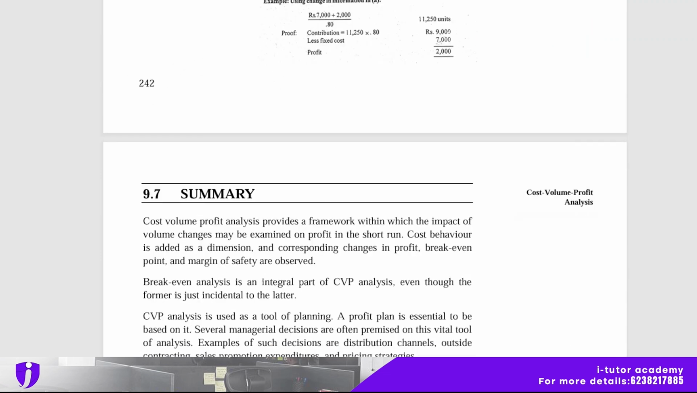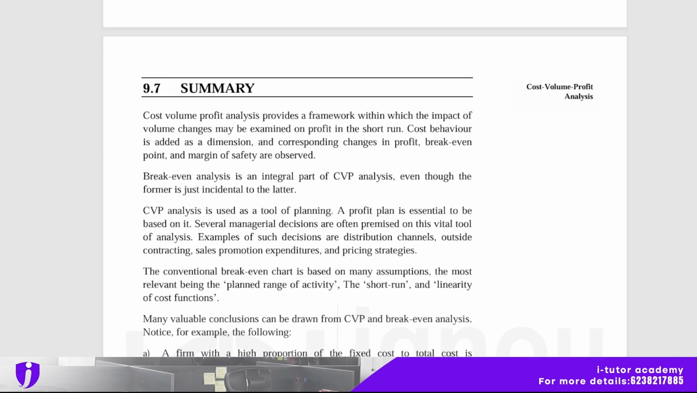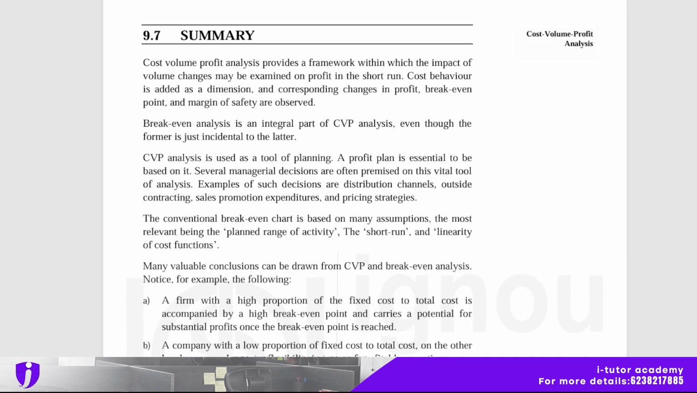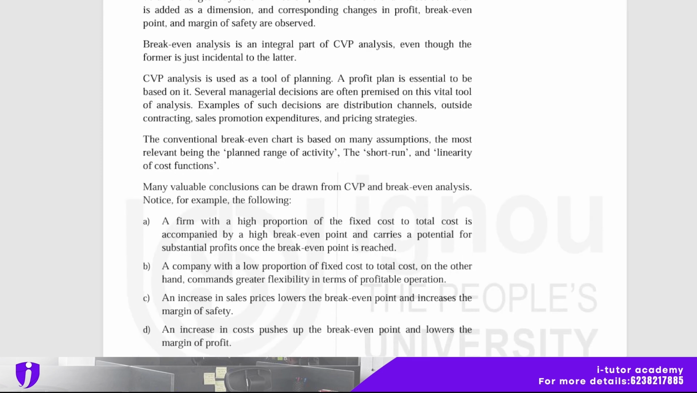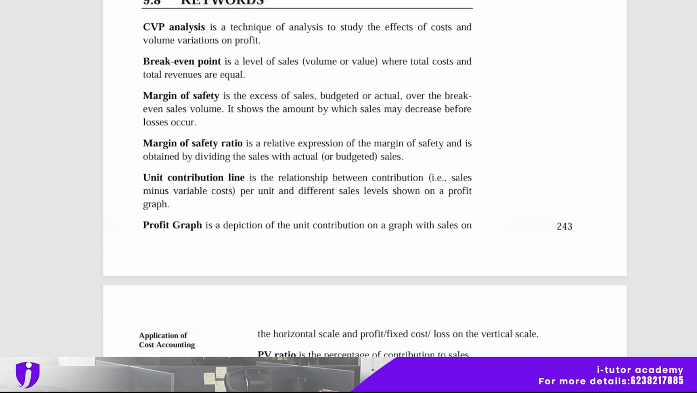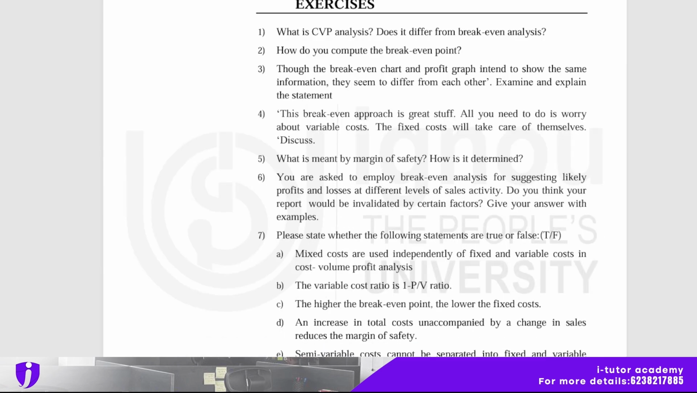And the summary of this unit: cost-volume-profit analysis provides a framework within which the impact of volume changes on profit may be examined in the short run, and cost behavior is added as a dimension, and corresponding changes in profit, break-even point and margin of safety are observed. So break-even analysis is an integral part of CVP analysis, even though the former is just incidental to the latter. These are the summary of this chapter, and keywords from this unit are also here. In case you feel any words are tough, you just refer to this section. And the self-assessment questions from this unit are here.